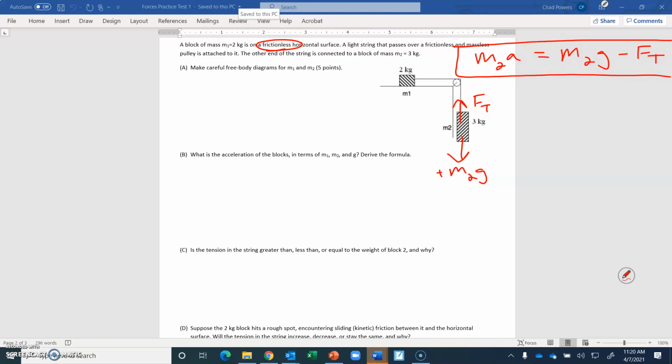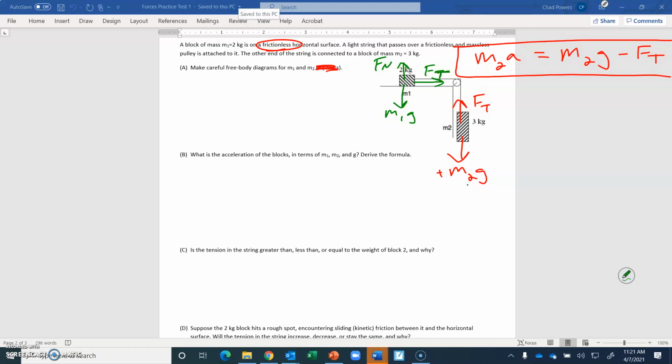All right, and ignore these points. These are some old problems that I dug up from the CIS vault, so don't pay too much attention to this. For this one, we've got M1g pointing down. Remember, M1 and M2 are different. We've got normal force up, and we've got tension force this way. No friction.